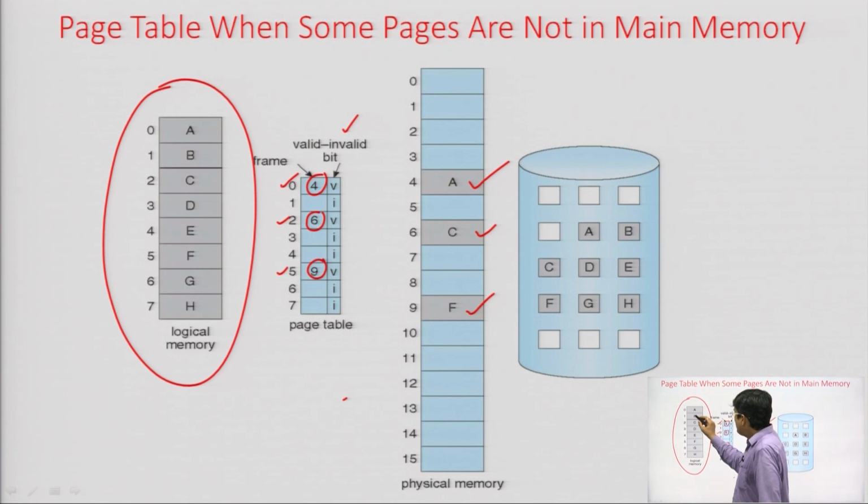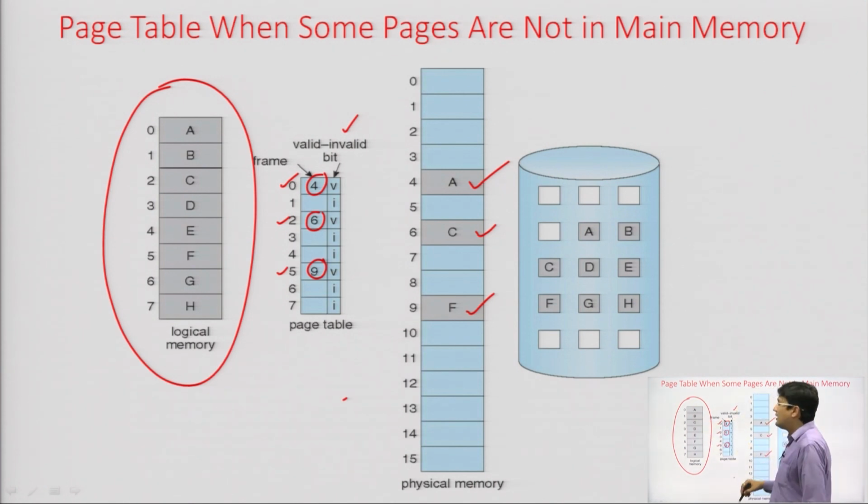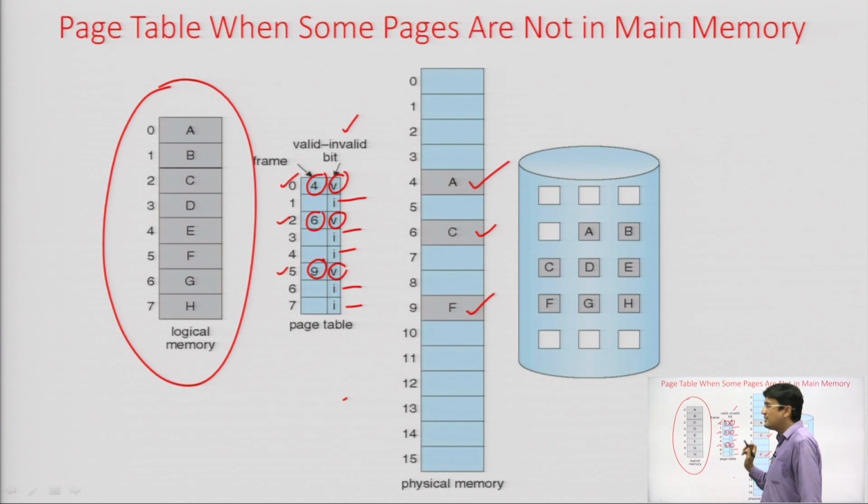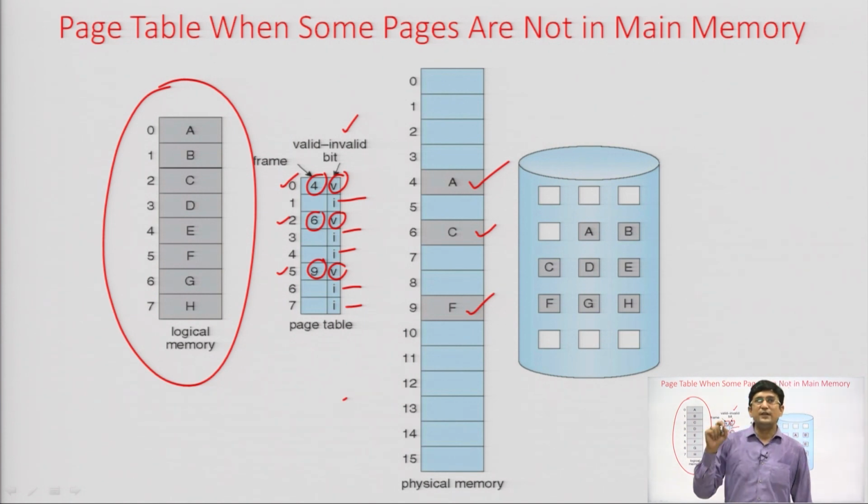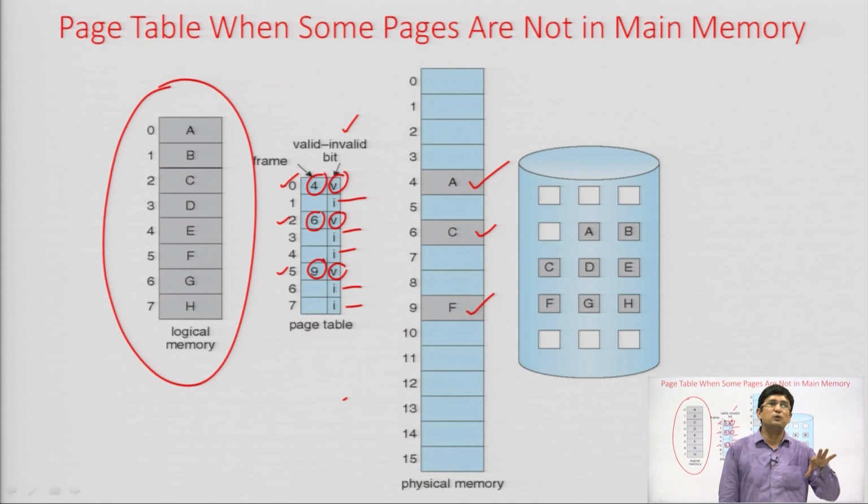It means that page numbers 1, 3, 4, 6 and 7 are not stored in the main memory. So, for all those pages which are available in the main memory, the valid bit is set to 1, and for the other pages, the bits are set as invalid. So, in case we refer to an instruction that relates to a page, we go to the page table to look up that page number, and if we find an invalid bit, it means that page is not present in the main memory. So, we will have to bring that page from the virtual memory to the main memory.